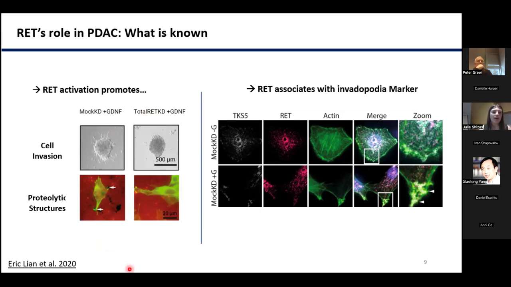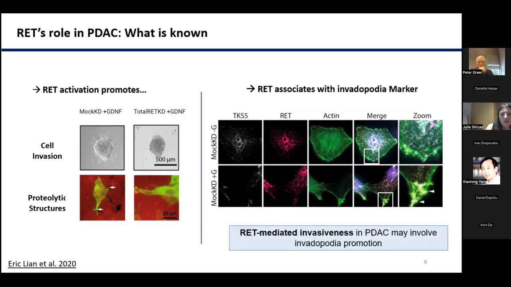And Eric also found that in the presence of RET's ligand, GDNF, RET colocalizes or associates with another marker of invadopodia called TKS5. So you can see here that in the presence of GDNF, there are white spots. That's the colocalization of the red, which depicts RET, and the grayish puncta, which depict TKS5. So this points to perhaps RET-mediated invasiveness in PDAC involving the promotion of invadopodia.